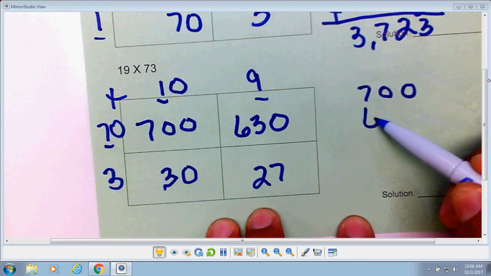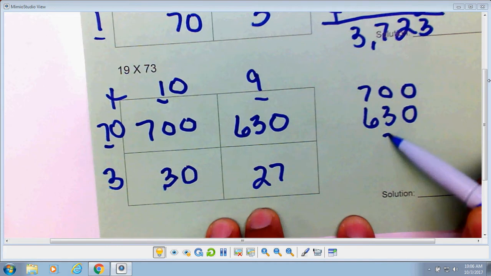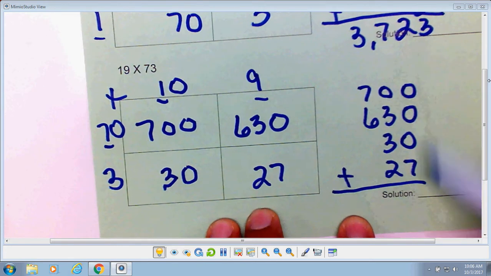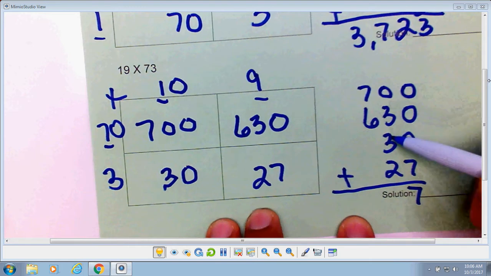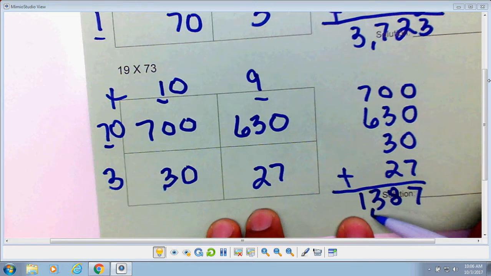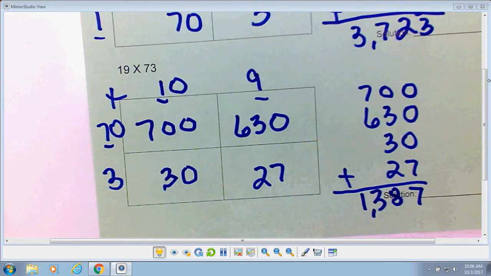700, 630, 30, and then 27. Careful with your place value. 3, 4, 5, 6, 7, 8. 7 plus 6 is 13. 1,387.